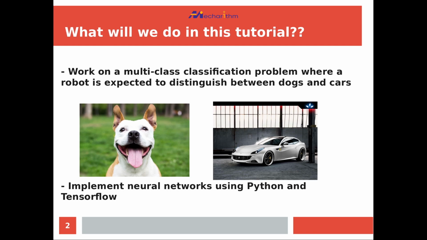So what are we going to do in this tutorial? We're going to work on a multi-class classification problem. Our robot is supposed to distinguish between two specific classes, which happen to be dogs and cars.